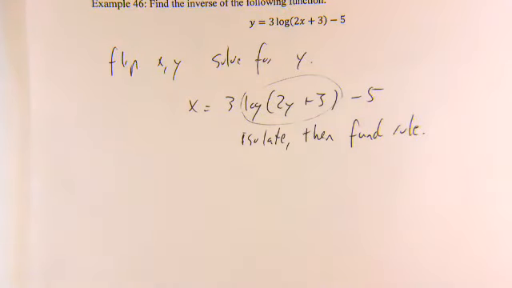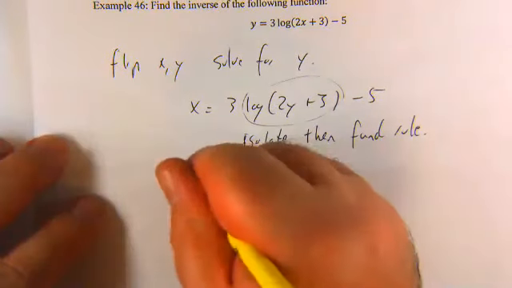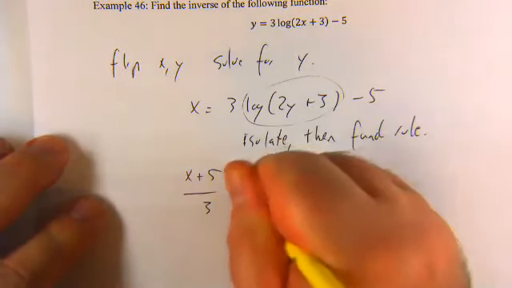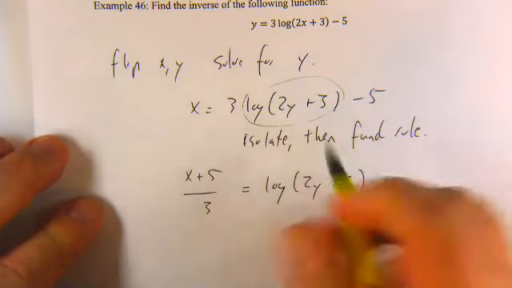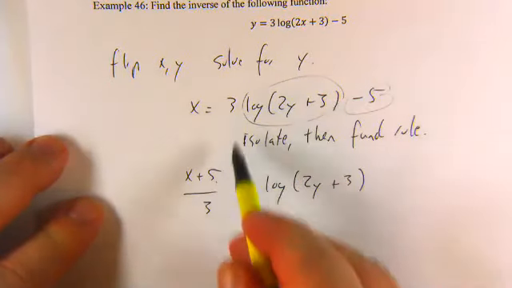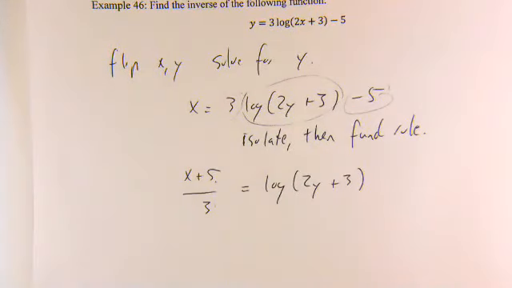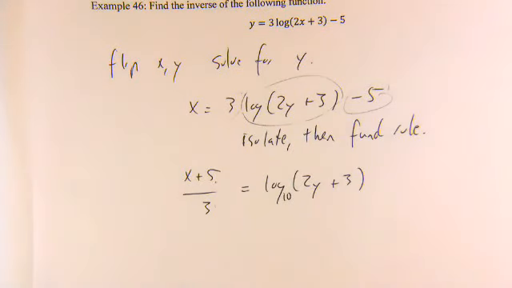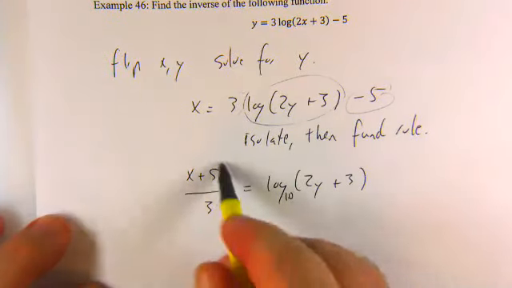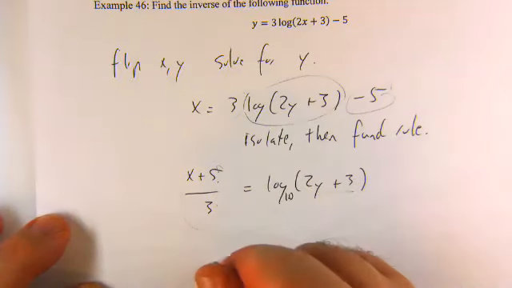So to isolate that, I'm going to add a 5 to both sides and divide by 3. Okay. So add a 5 and then divide by 3, and we get this. And now we can use the fundamental rule. Remember that a log without a subscript means that it's really base 10. So it's going to be 10 to this equals that.